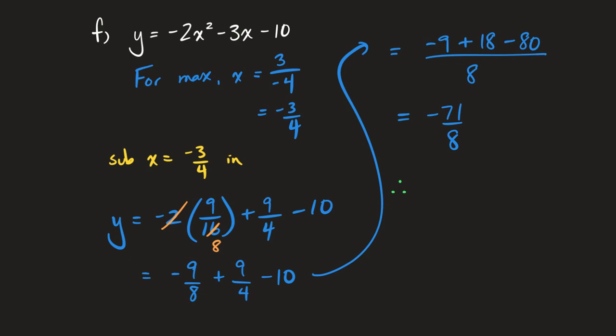Now I just need to make sure that I write my function in vertex form. That was the instruction. Have the correct shape. I now have my x coordinate on my vertex and my y.